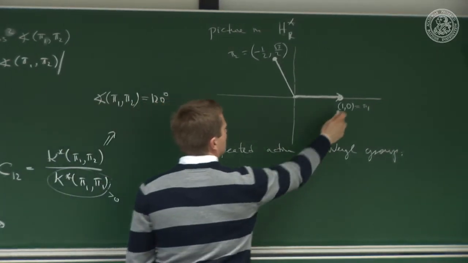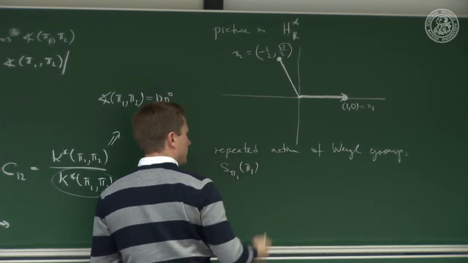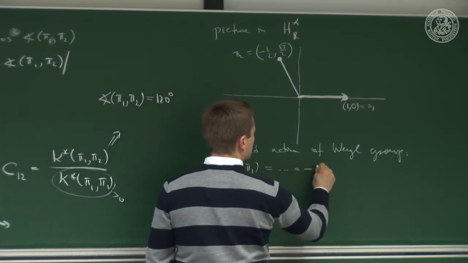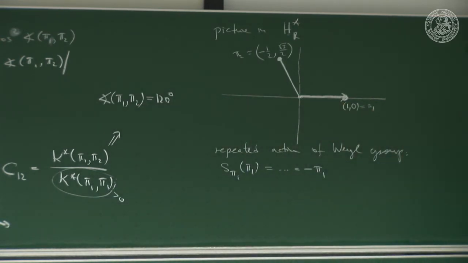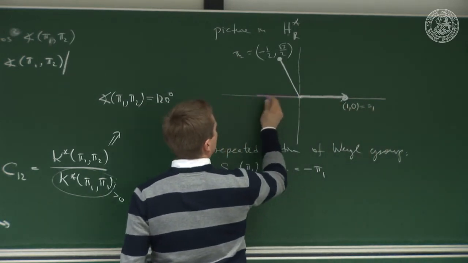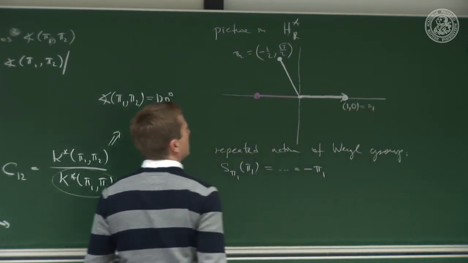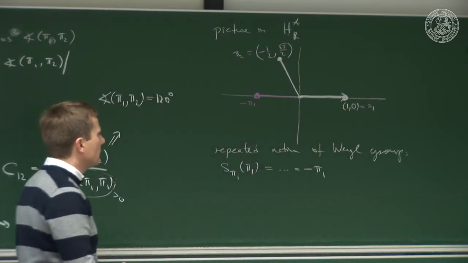So what do we do? Well, we start with this one. We already know that s pi1 of pi1, which we calculated before, gives you minus pi1. So you definitely can get from this one here this root here, which is minus pi1. Okay, so what else can we do?